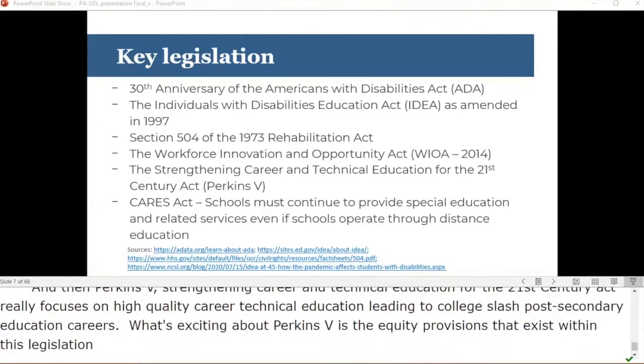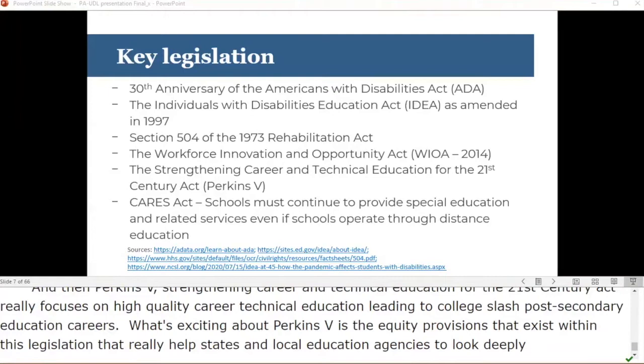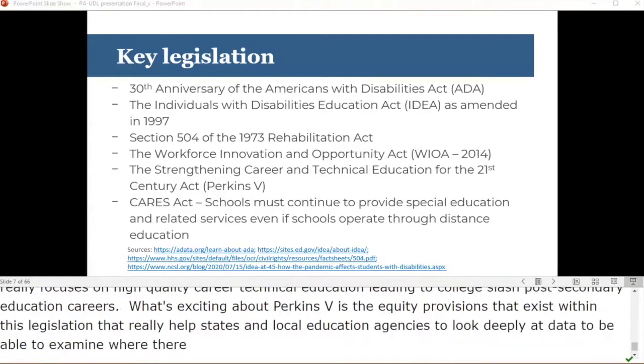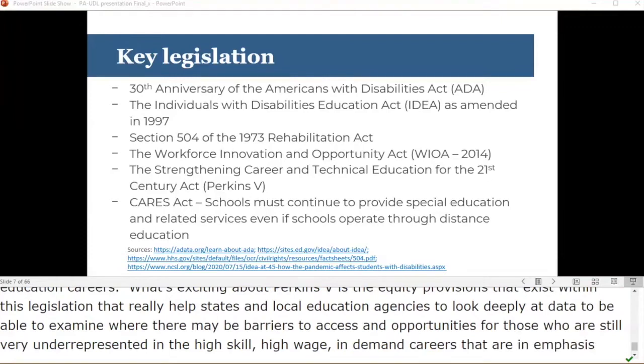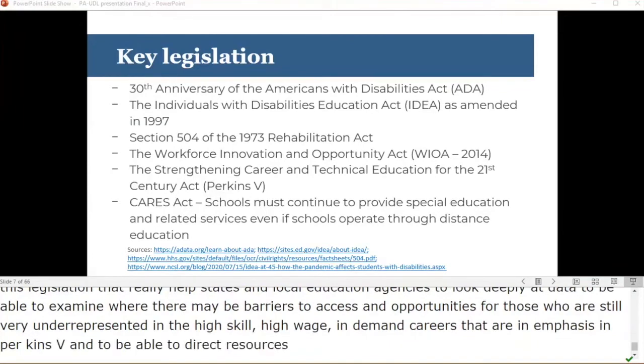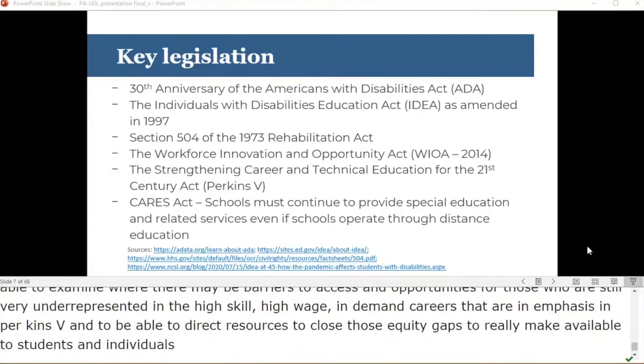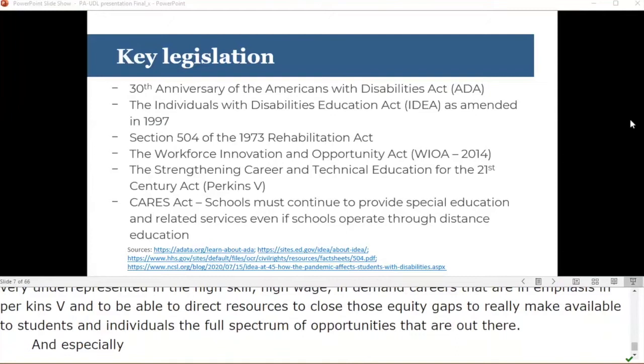really help states and local education agencies to look deeply at data, to be able to examine where there may be barriers to access and opportunities for those who are still very much underrepresented in many of the high skill, high wage, in demand careers that are an emphasis within Perkins 5, and then to be able to direct resources to close those equity gaps, to really make available to students and individuals the full spectrum of opportunities that are out there, and especially to help people to access high skill, high wage, in demand programs of study and careers.